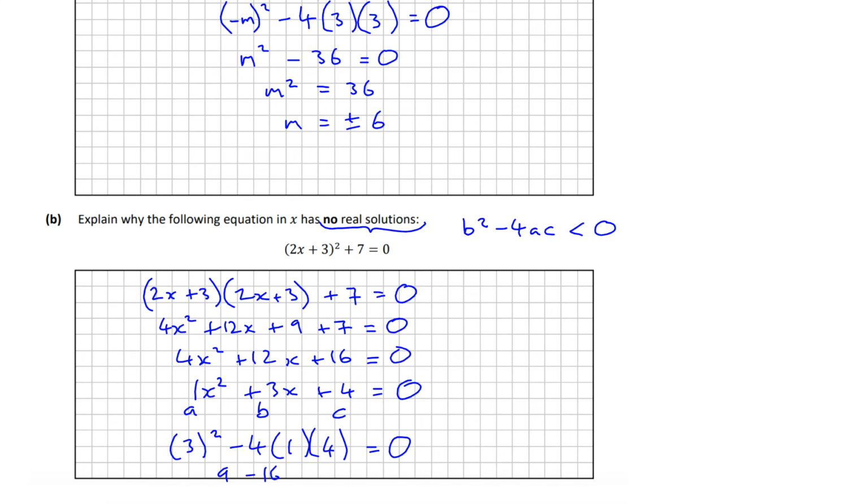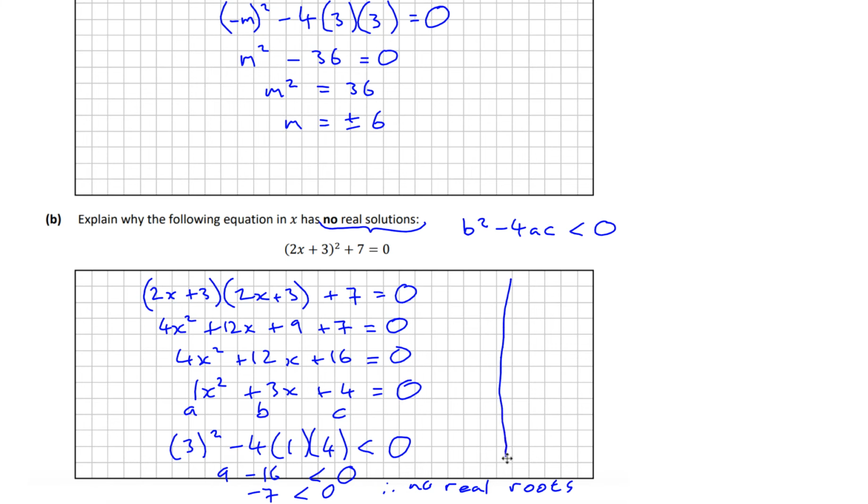And sorry, we're trying to show that this was less than 0, isn't it? That's what we're showing. Less than 0. 9 minus 16 is minus 7, which is less than 0. So now we've shown, therefore, no real roots or solutions. Sometimes they're called roots, sometimes they're called solutions.